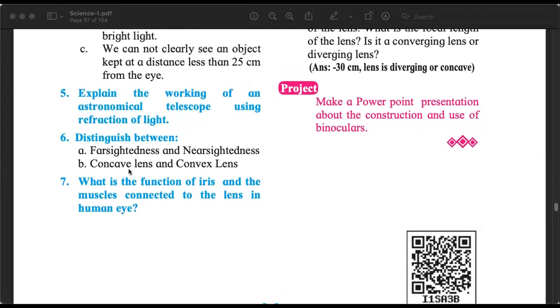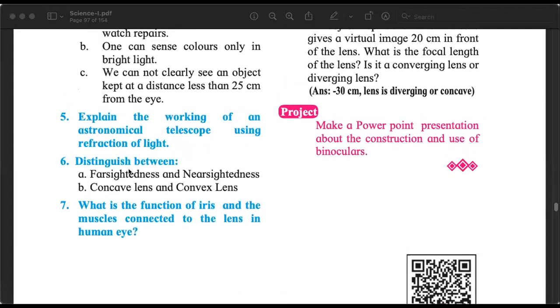See, we cannot clearly see an object kept at a distance less than 25 centimeters from the eye. What is this 25 centimeters? What is the technical name for this distance? It's some specific point. What is the name? Near point. If we have to see something nearer than the near point, then we will have to stress our eye. बस यही लिखना है. The near point of our eye is 25 centimeters. तो उससे पास का अगर कुछ देखना होगा तो हमको दिक्कत होगी.